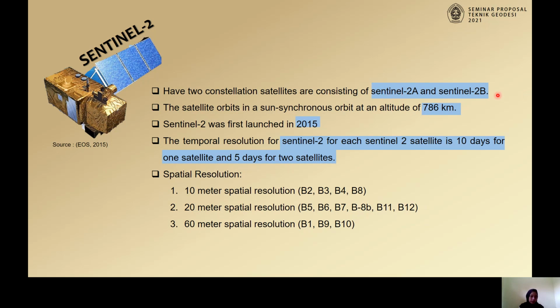Sentinel-2A and Sentinel-2B. The satellite orbit altitude is 786 kilometers. Sentinel-2 was first launched in 2015, and the temporal resolution for Sentinel-2 is 10 days for one satellite and 5 days for two satellites.